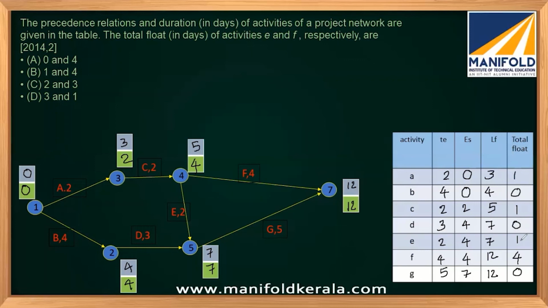Now what was asked is the free float for activity E and the total float of activity F. So the answer will be 1 and 4. So choice B is the right answer. And you can see the critical activities are B, D, and G. So that's how you solve this problem.